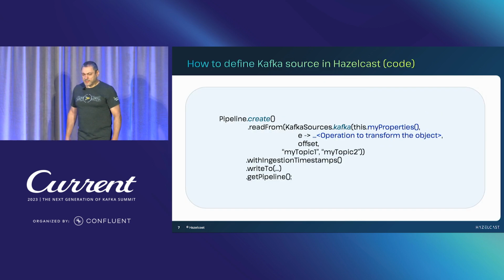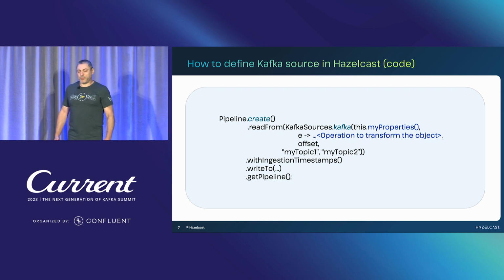So let's look at the first one. Before we start looking at the use cases, just to give you an example of how easy it is to integrate Hazelcast with Kafka, to start orchestrating a Kafka source into the Hazelcast platform, we use pipelines.